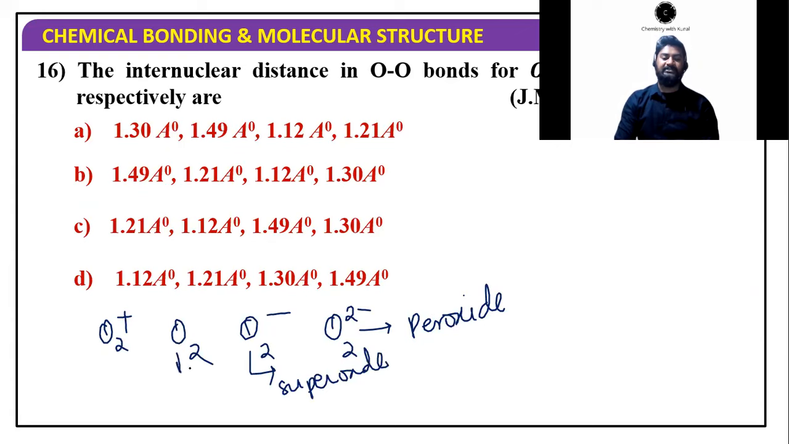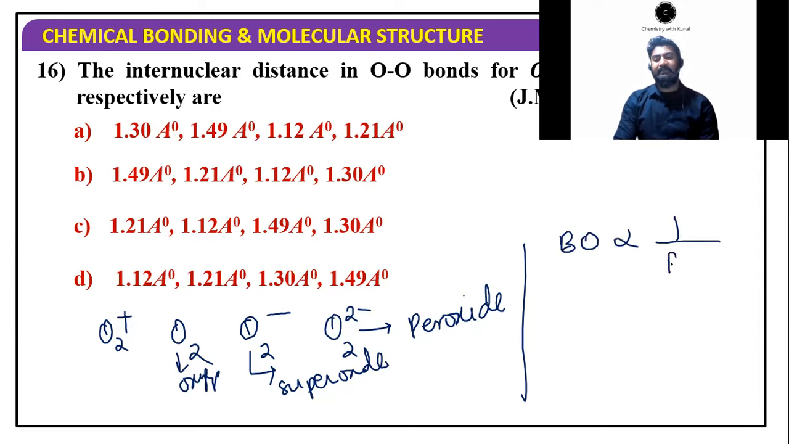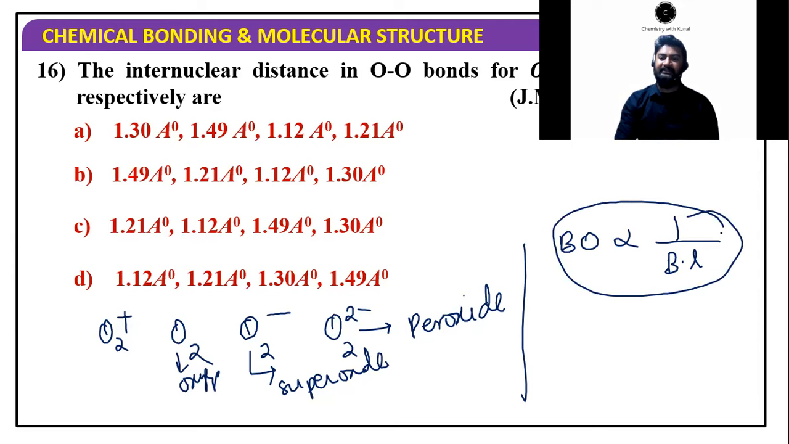This one is called oxygen, and we know it's the oxygen ion. Now, see how to do this question. They're asking about the O-O distance. So bond order is proportional to 1 by bond length. I have mentioned this in the last lecture, right? So if bond order is more, bond length is shorter, and vice versa.